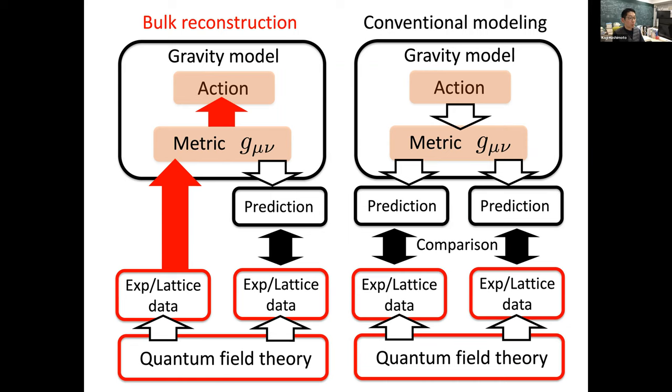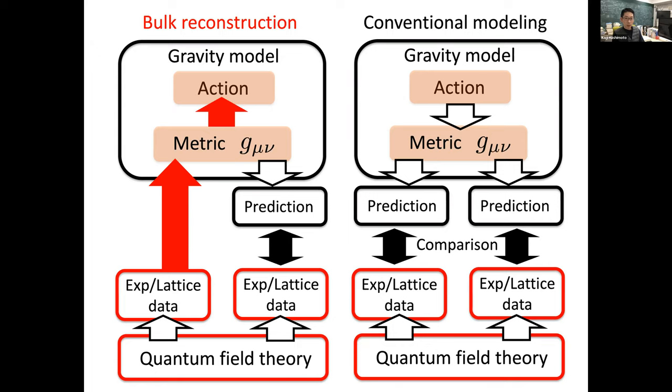And this is supposed to work well since this metric itself was reconstructed from one kind of data. So if this holography works quite nicely, then the whole picture should work well. So the prediction should work well. So this is about the reconstruction technique. The difficulty here actually resides in this red arrow going upwards. So this part is a kind of solving an inverse problem. So it's difficult.